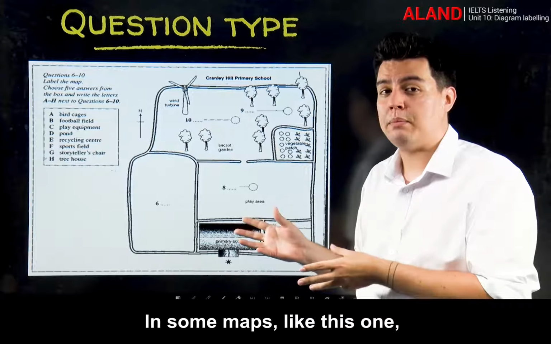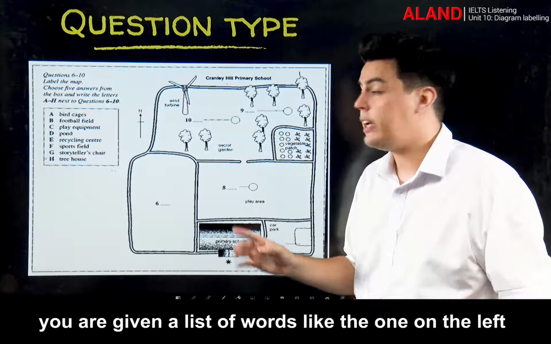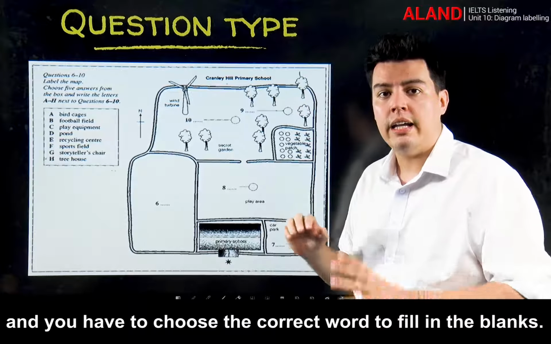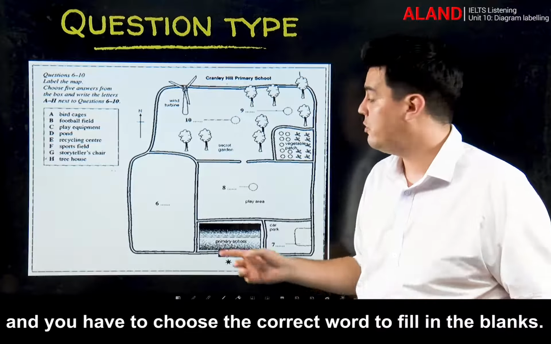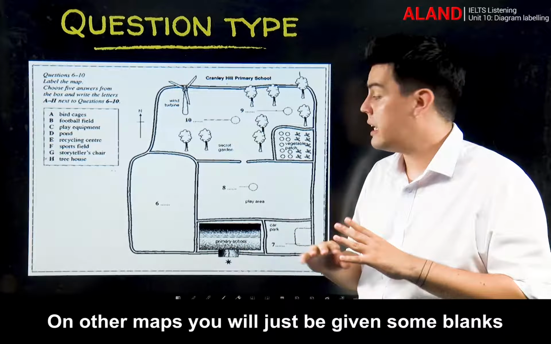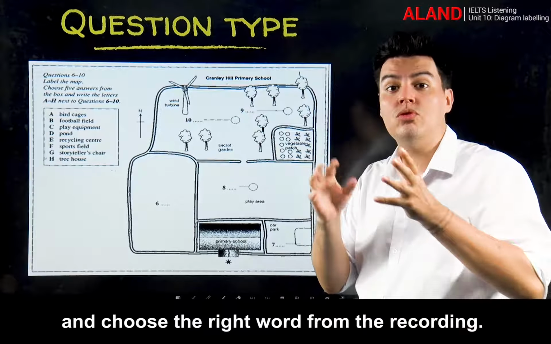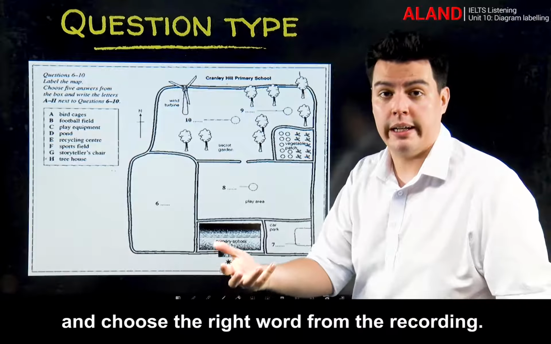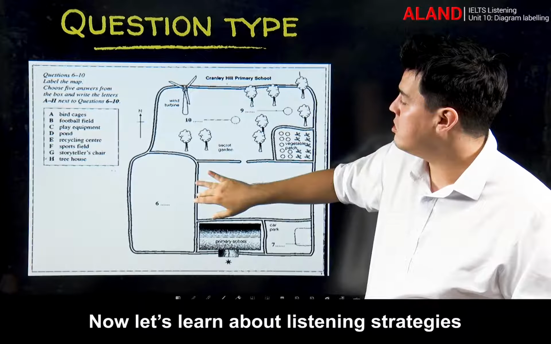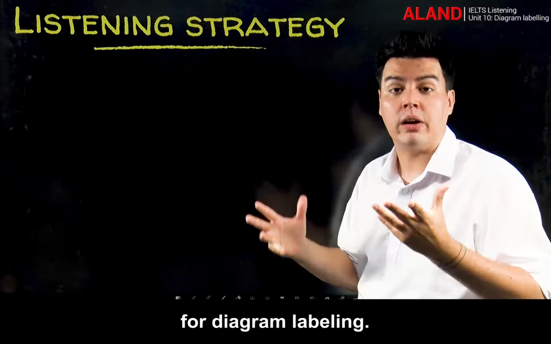In some maps, like this one, you are given a list of words, like the one on the left. And you have to choose the correct word to fill in the blanks. On other maps, you will be just given some blanks. And you need to listen and choose the right word from the recording. Now, let's learn about listening strategies for diagram labeling.